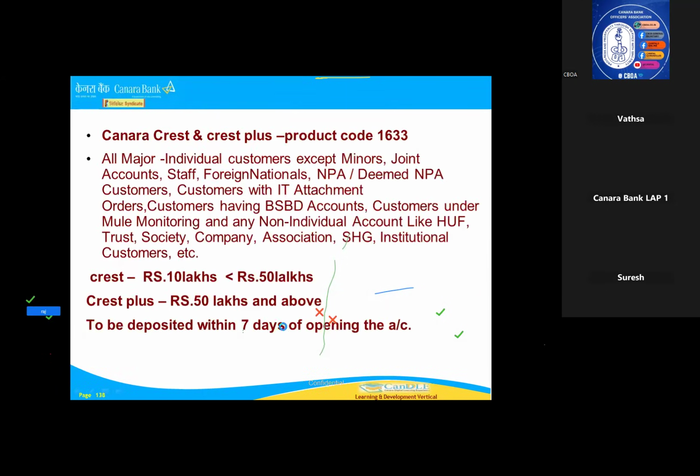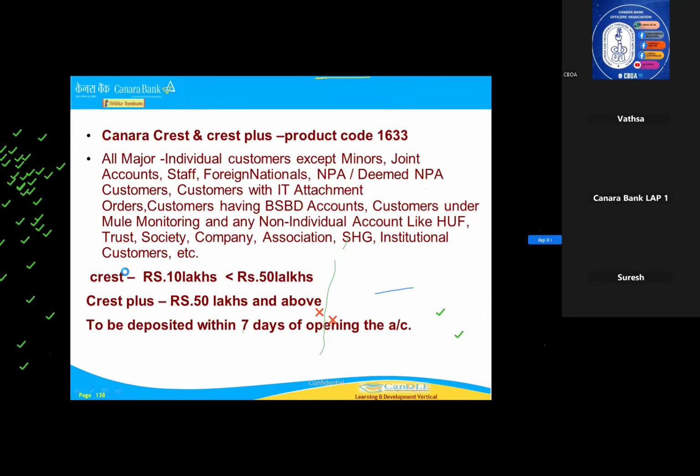Another new product which has come into being is Canara Crust and Crust Plus. Product code is 1633. It is supposed to be a membership program for the existing customers and the new customers also. We can make them members. Canara Crust can be opened for bigger accounts, big customers. It should be individual customers and it cannot be any of these categories.